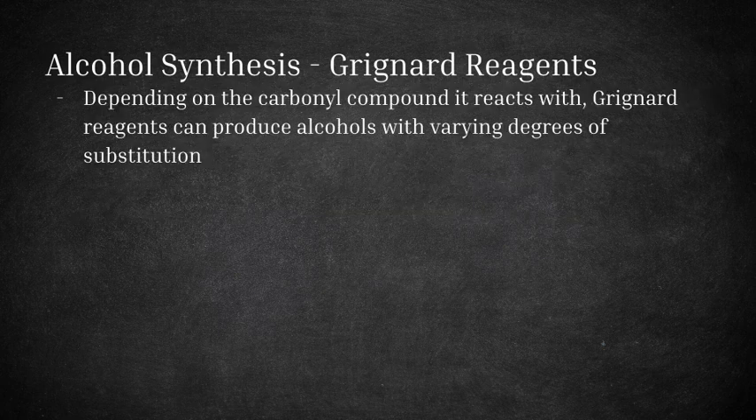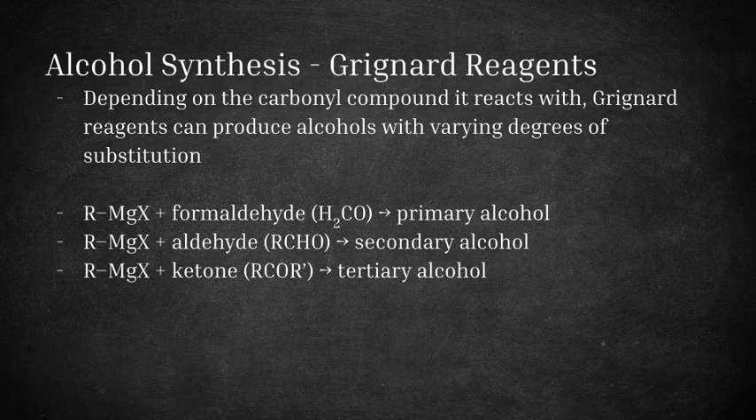Depending on the carbonyl compound it reacts with, Grignard reagents can produce alcohols with varying degrees of substitution. For instance, when a Grignard reagent reacts with formaldehyde followed by an acid hydrolysis, it results in a primary alcohol. Reactions with aldehydes or ketones, followed by acid hydrolysis, yield secondary and tertiary alcohols, respectively.